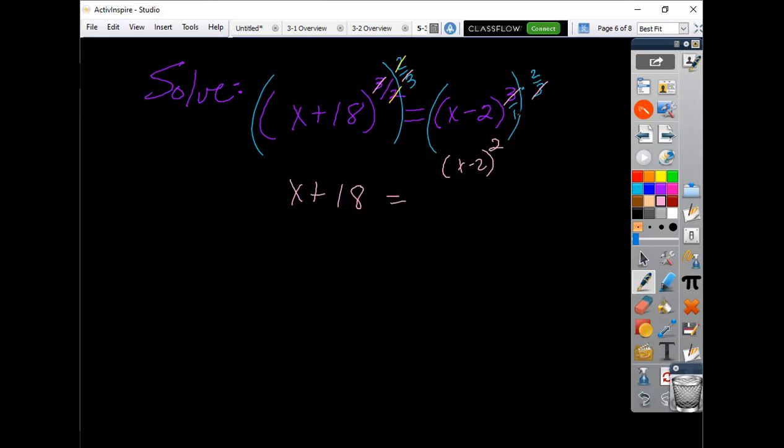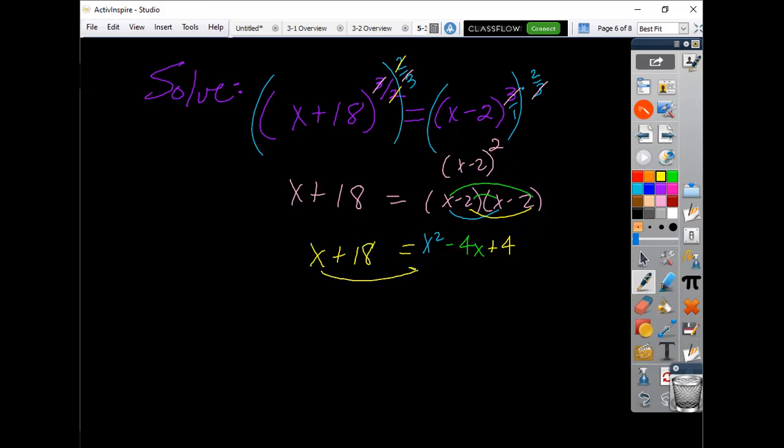This 2 remains over a 1 for second. And then when you FOIL this out, like x minus 2 times x minus 2, take the first two multiplied, take the outside and the inside, that's negative 2x and negative 2x for a negative 4x. And then the last two for a plus 4. Now move everything to one side. When I subtract that x over, that's going to make a negative 5x, right? And when I subtract the 18 over, negative 14.